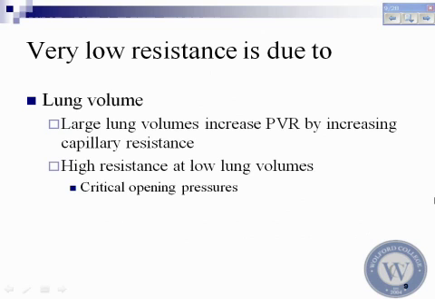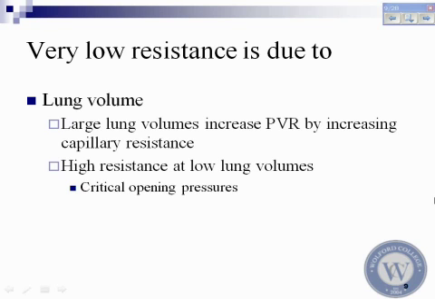There are large lung volumes, increased pulmonary vascular resistance by increasing capillary resistance. So that's not a good thing, which is what we showed you before. High resistance at low lung volumes is due to critical opening pressures. So somebody who is developing atelectasis is also going to have an increase in pulmonary vascular resistance. Either way you go, above FRC is not a good place to be for PVR.